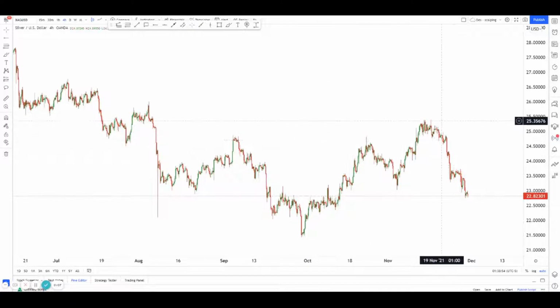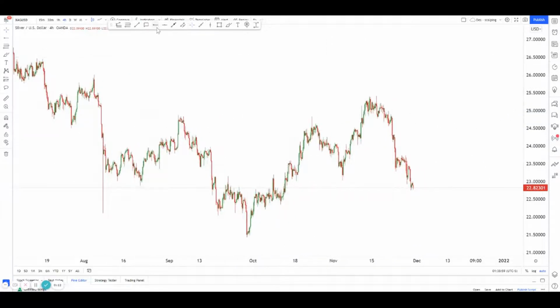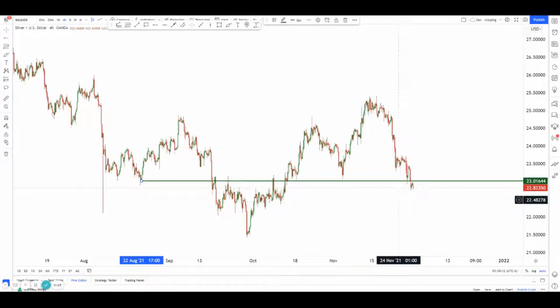So, one very important level that I want to highlight today is silver, because if you notice, silver has just broken this key level. Let me see if I can find it for you guys. It's about here. This is a key resistance support that has been broken.